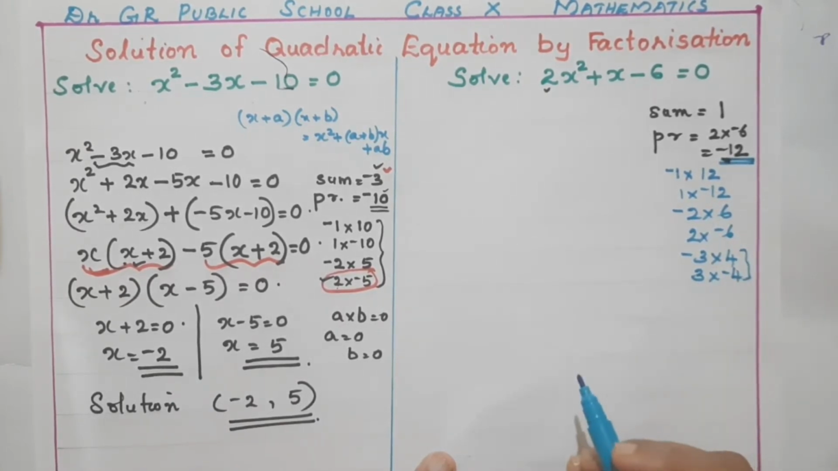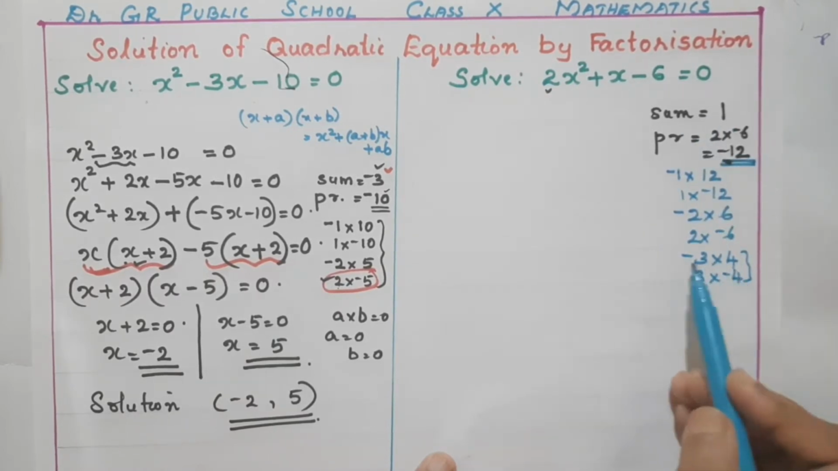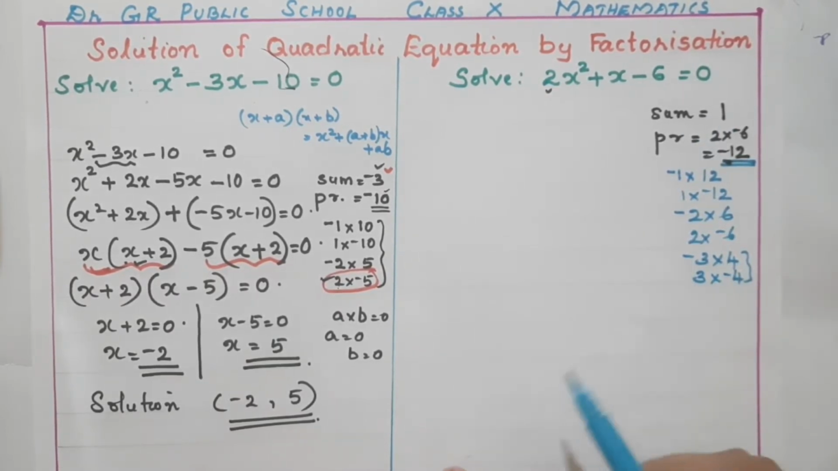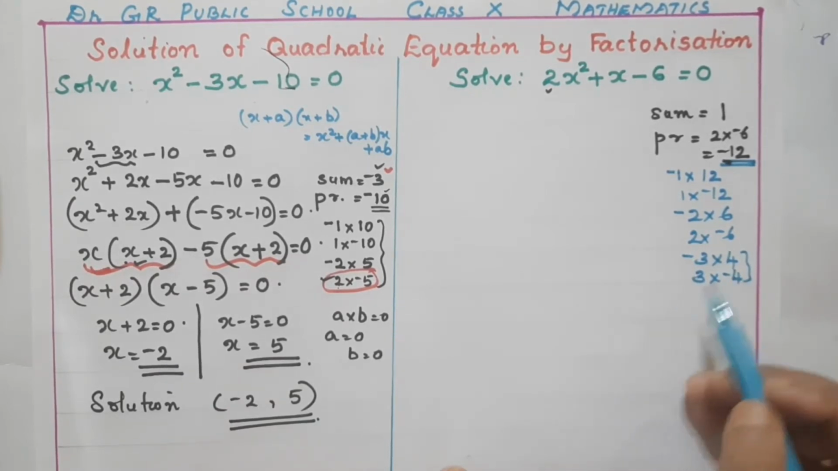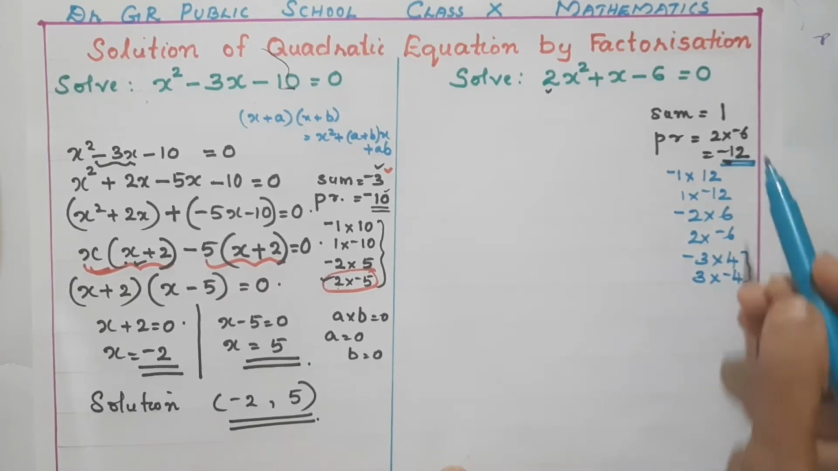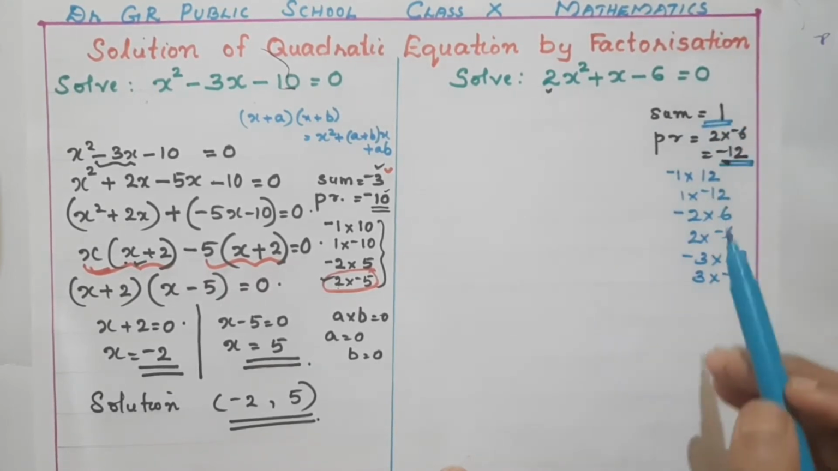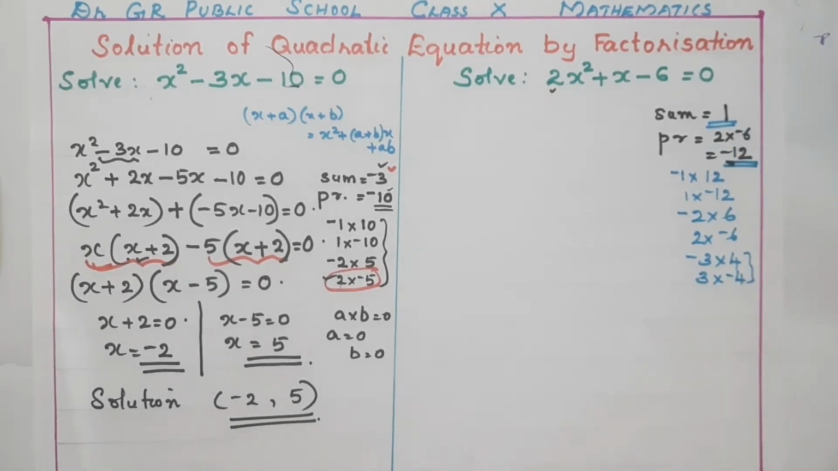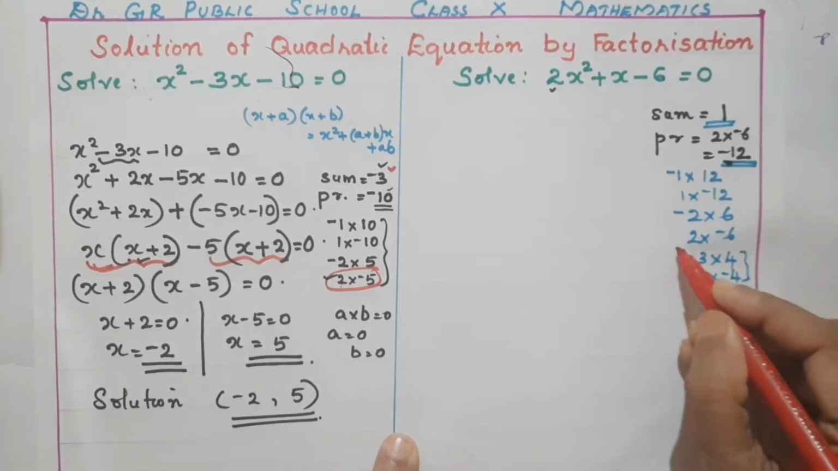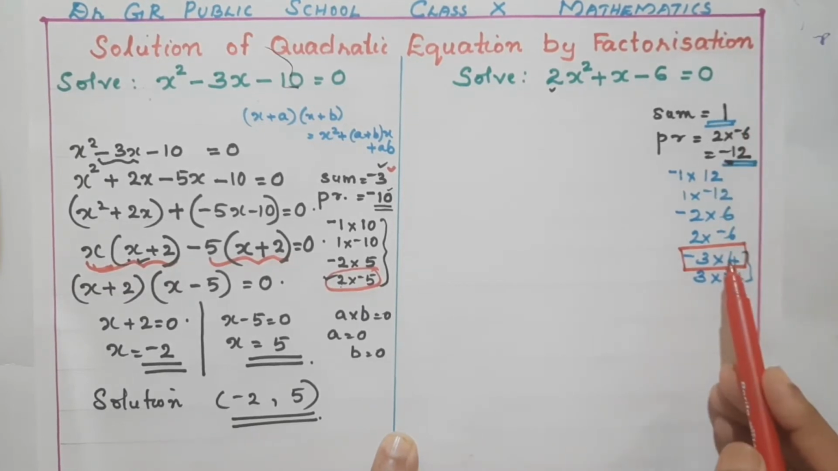Which one can be taken? Sum is positive, 3 and 4. So there is a chance to get 1, isn't it? And which pair we have to consider? That we have to decide by checking the sign of this sum. If sum is positive, the greater numeral should be positive. So which is the suitable pair? Minus 3 and 4. Sum is positive, greater number is positive.